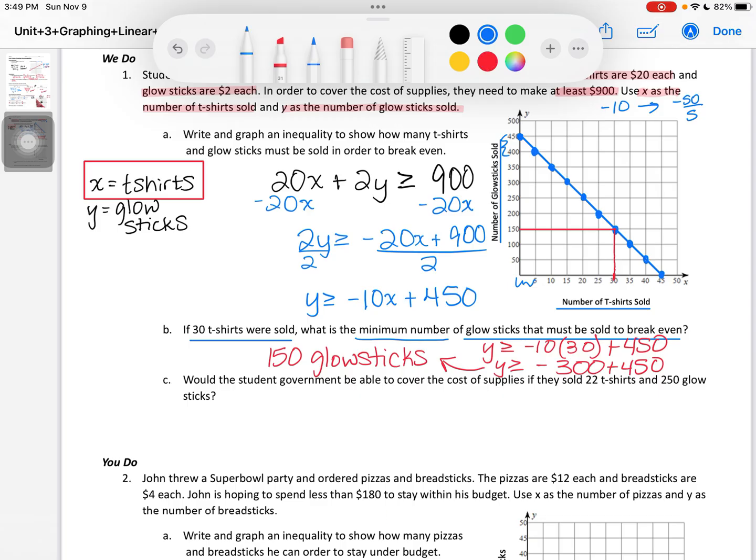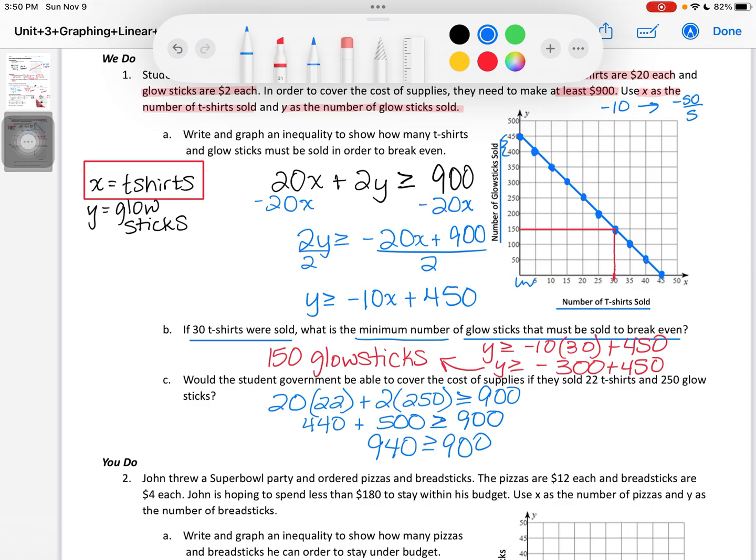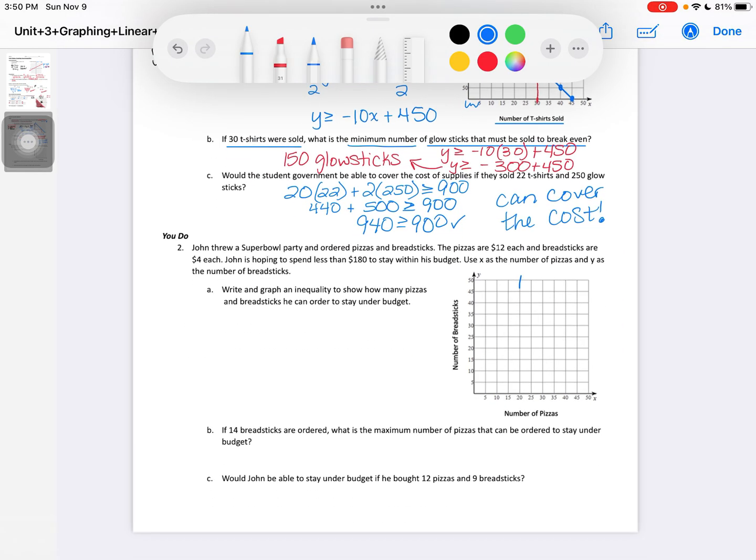22 t-shirts and 250 glow sticks, again, you can plug that in. Solving this, you would get 440 plus 500 is greater than or equal to 900. This says that 940 is greater than or equal to 900, which is true. That means we can cover the cost. There we go. The next one is a you do. I want you to go ahead and pause this video and give it a try.